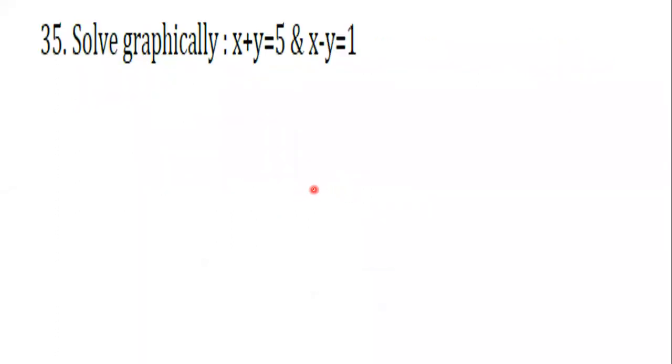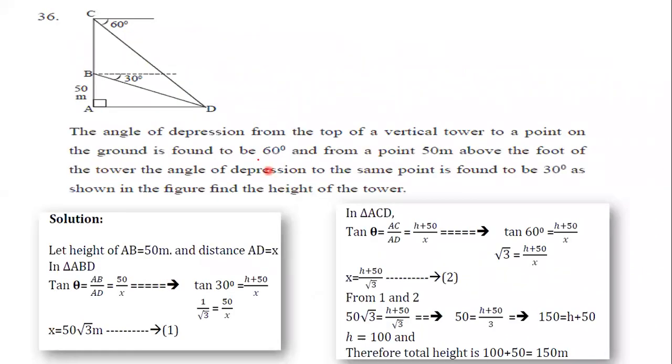Solve graphically. Every time they will ask this question, solve it on your own. This one is a homework question. Next, yes, this one. So here they have given the figure. The angle of depression from the top of a vertical tower to a point on the ground is found to be 60 degrees, and from a point 50 meters above the foot of the tower, the angle of depression to the same point is found to be 30 degrees, as shown in the figure. Find the height of the tower. So this is the tower.